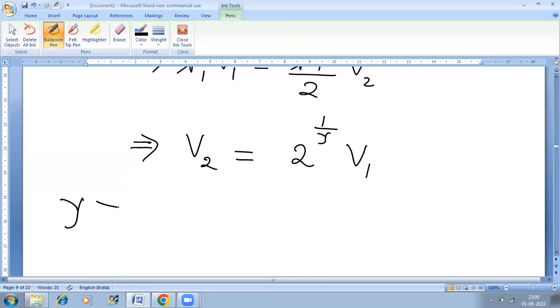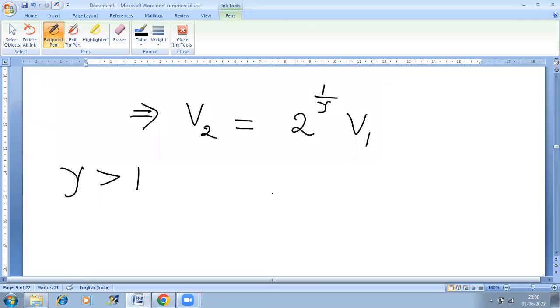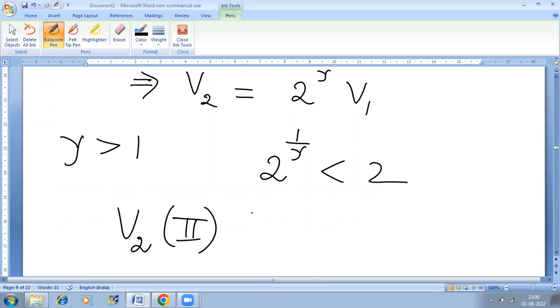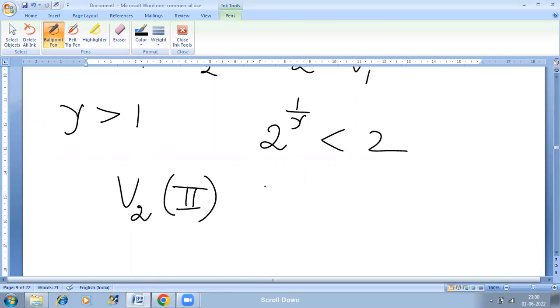We know that gamma is always greater than 1. Like for monoatomic, it's 5/3. For diatomic, it's 1.4. Right. So every time gamma is greater than 1. Hence, 2 raised to 1 by gamma will be less than 2. So I can say that final volume in case of second sample is less than final volume of the first sample. Hence option B is correct.